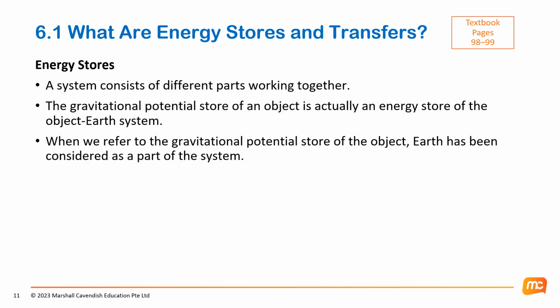So, energy stores are based on the ideas of systems with different parts. For the gravitational potential store of an object, it is the energy store between the object and the Earth as a system. When we refer to the gravitational potential store of an object, we always include Earth as part of the system. Because if the Earth didn't exist, and the object is floating freely in space, it would not have a gravitational potential energy.